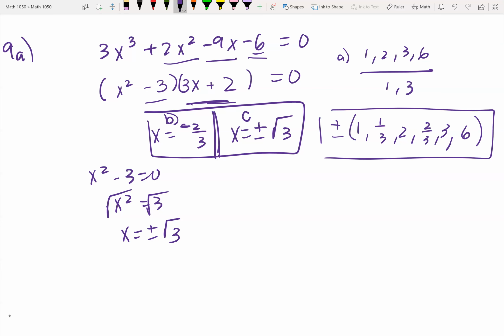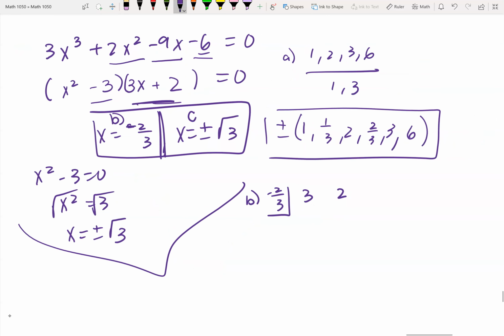If it doesn't tell you to list the possibles, you don't have to. So this method is totally fine, and you could even do this method right now for part B and C. Anyway, let me just finish it correctly. If negative 2/3 was a root, which it is, then synthetic division with 3, 2, negative 9, negative 6 should give me a 0.